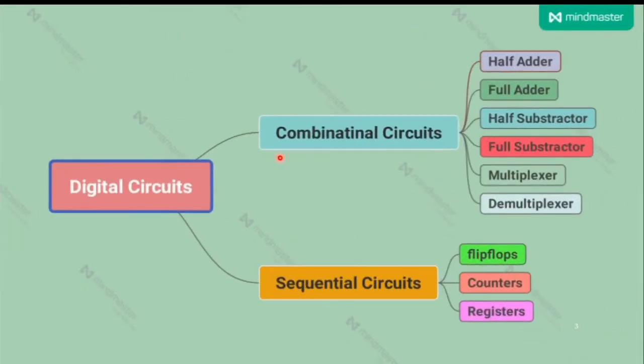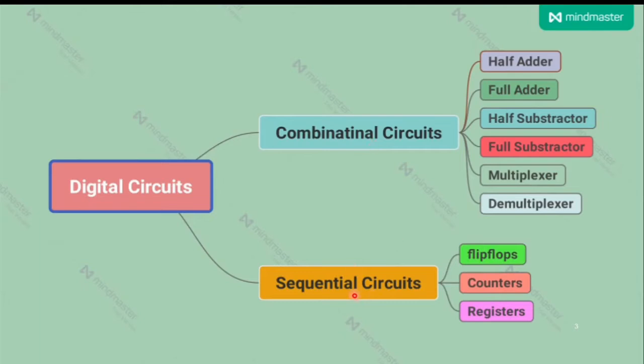Digital circuits are of two types. One is combinational circuits and another is sequential circuits. Combinational circuits do not have memory, and sequential circuits have memory. The output of a combinational circuit depends totally on the instantaneous or present input, but not on past input or past output, because it does not have memory.